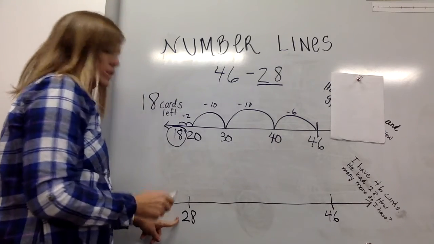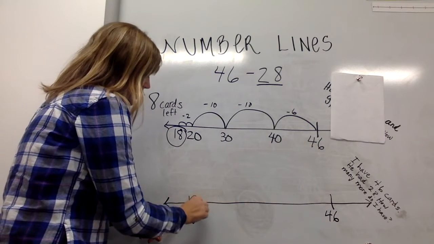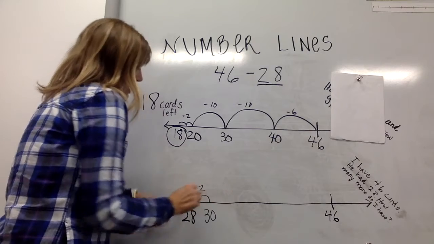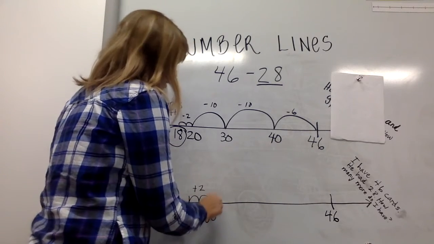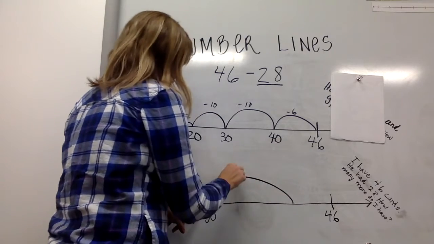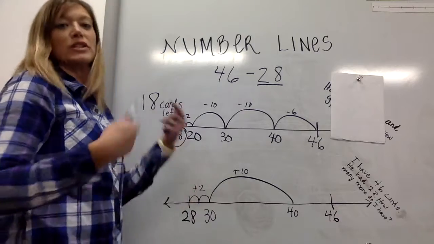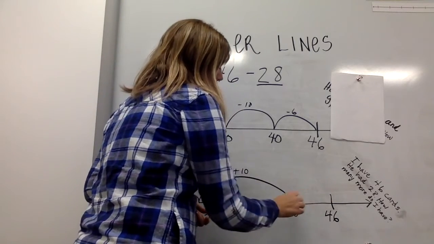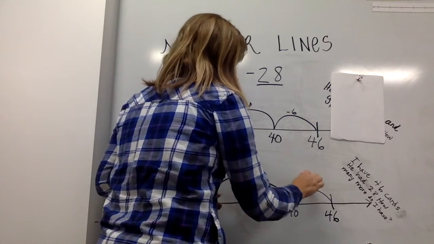If I'm starting at 28, I know I can get to a friendly number, which will make it a lot easier for me. 29, 30. Well, so far, I have at least 2 more cards than him. I'm at 30 now. I know I can go another 10, and that gets me to 40. Oh, I'm really close to 46 now. What's the difference between 40 and 46? I might have to count by single numbers, but a lot of kids will see that 6 more would give me 46.